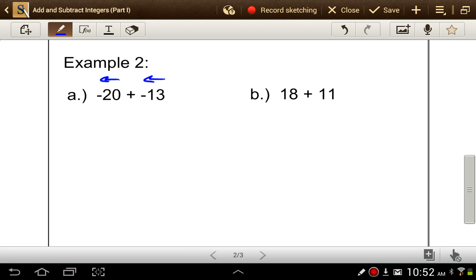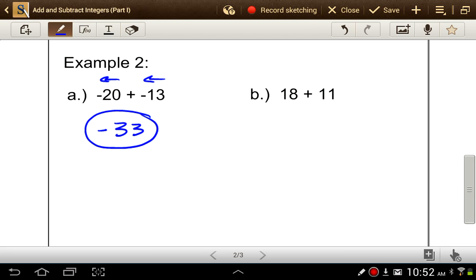So I have my two terms, negative 20 and negative 13. They're both negative, and we're under the same sign, going in the same direction. I add them together. 20 plus 13 is 33. And since they're going to the left, that makes them negative 33.